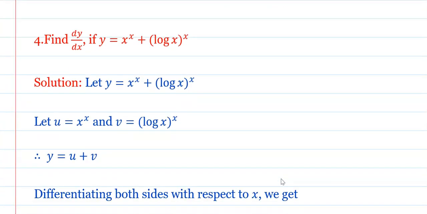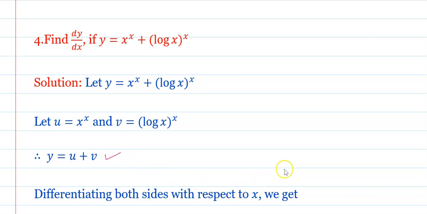Now the next example. Find dy by dx if y is equal to x raised to x plus (log of x) raised to x. Let y is equal to x raised to x plus (log of x) raised to x. Here we have to consider two separate terms, u and v. u is equal to x raised to x and v is equal to (log of x) raised to x. Then you will get y is equal to u plus v.